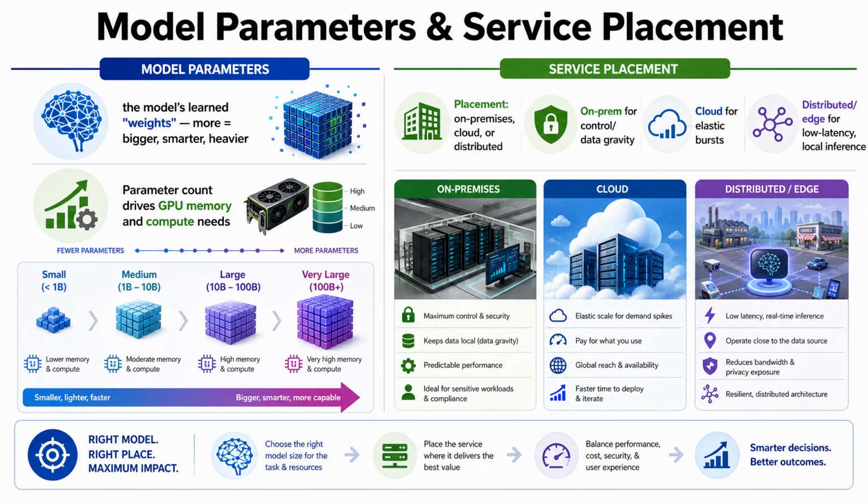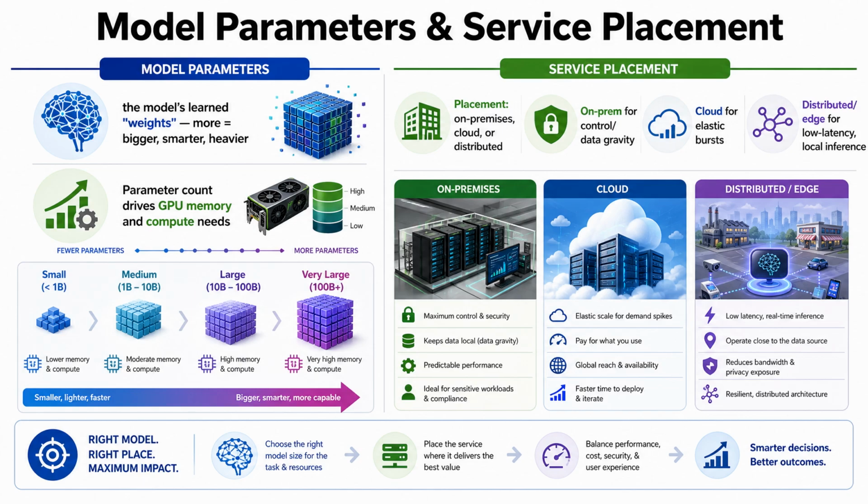Two concepts to lock in here, and the slide splits them cleanly down the middle. Left side, model parameters. Parameters are the model's learned weights, and the simple rule is right there. More parameters means bigger, smarter, heavier. And critically, parameter count drives GPU memory and compute needs. Look at that scale along the bottom.